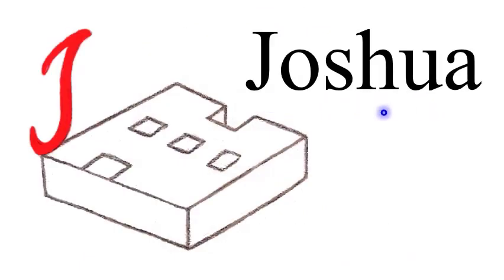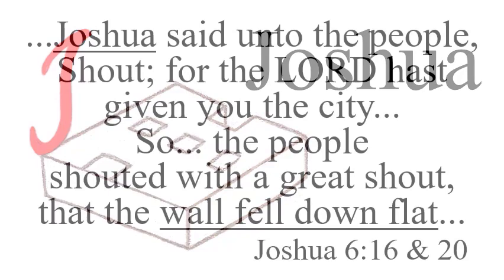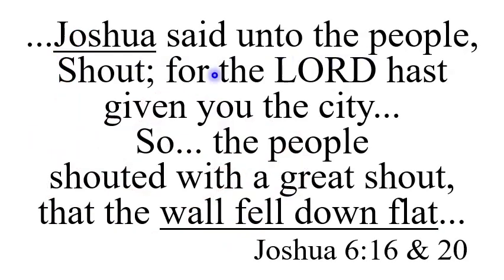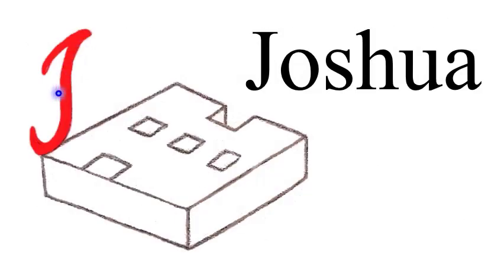The icon for Joshua is a fallen wall with a scarlet thread, because the Bible says, "Joshua said unto the people, Shout, for the Lord has given you the city." So the people shouted with a great shout, that the wall fell down flat. Joshua 6:16 and 20. To help you remember that the wall fell down flat is in chapter 6, a wall is drawn laying down flat and made to look like the bottom of a 6, with the scarlet thread that saved Rahab as the top of the 6.